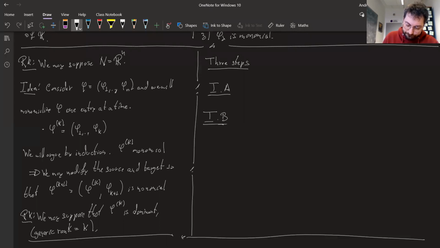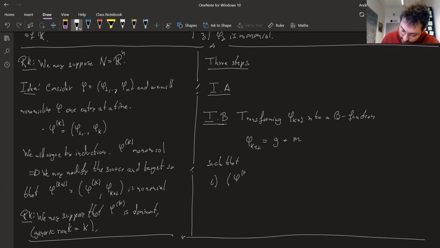So I'm going to call it 1b. And I'm calling it 1 because 1 means that the things we're going to modify are only on the source, so we concentrate ourselves on the source, which is going to be transforming phi k plus 1 into a Q function, a quasianalytic function, which satisfies a certain normal form, such that the first thing is that if we consider this morphism without the G, this morphism is monomial.